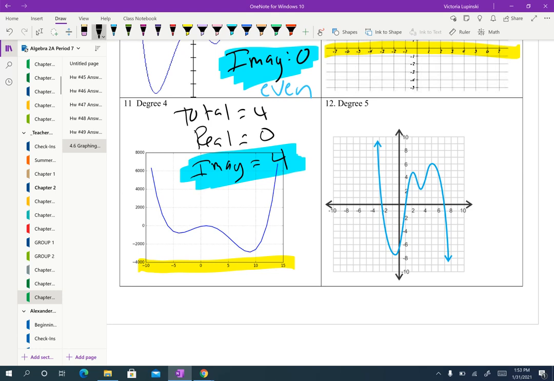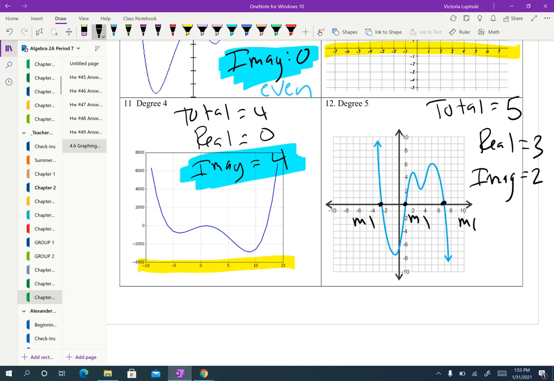And then finally, finish up with number 12. So in number 12, because it's degree 5, we know there have to be a total of 5 roots. In terms of the real ones, we're going to count this as an M1, an M1, and an M1. Make sure that you would count any bouncing as an M2 and any flattenings, sorry about that, as an M3. So it looks like I have a total of 3 real graphable roots. Then looks like if I need 5 altogether, that means that there'd have to be 2 imaginary roots. Again, notice that 2 is even, which makes sense because they have to come in pairs.